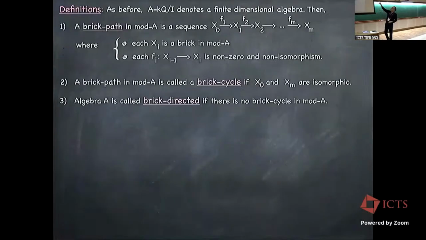Now I'm going to introduce brick-directed algebras. What was the path? We just looked at it. Look at the brick path: just a sequence of non-zero, non-invertible maps between bricks. And a brick cycle is when the brick path closes. And the algebra is called brick-directed if no brick lies on a brick cycle. Does the terminology and definition make sense? Because if it's unclear, again, I can elaborate. But it's just a brick analog of what we just discussed.